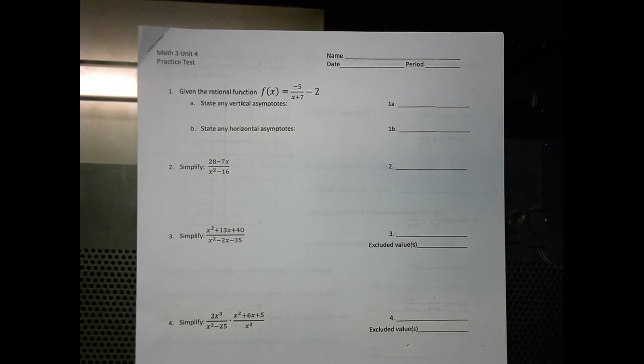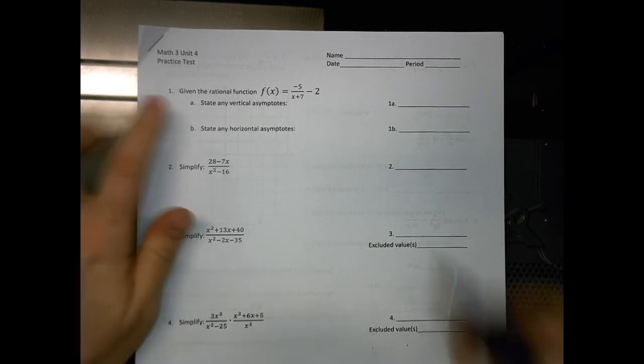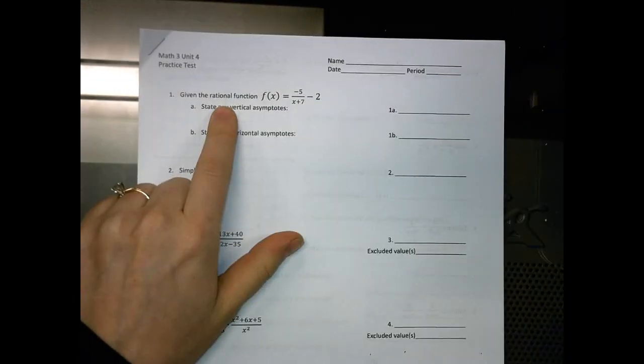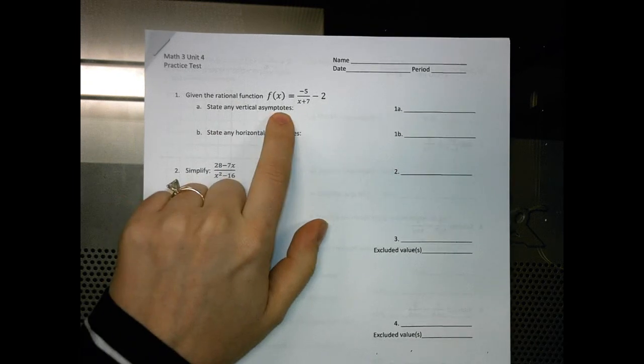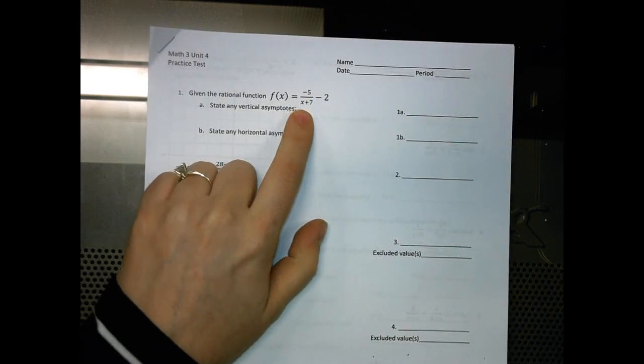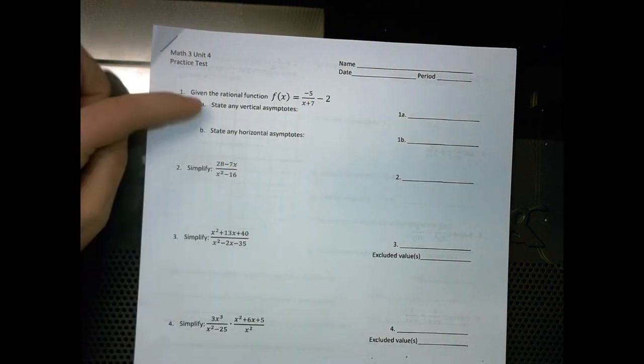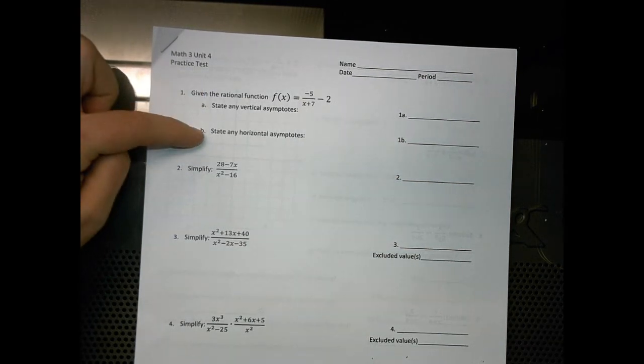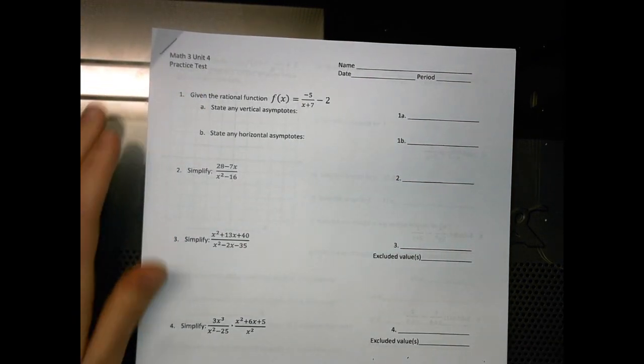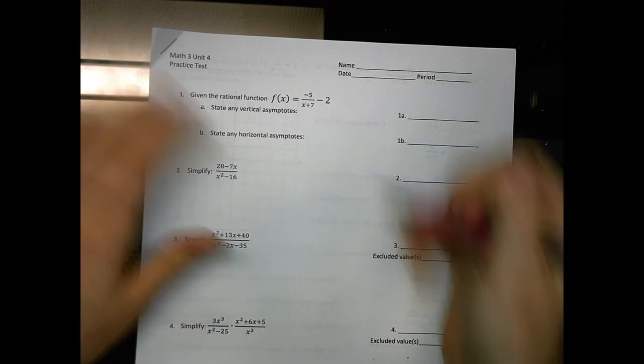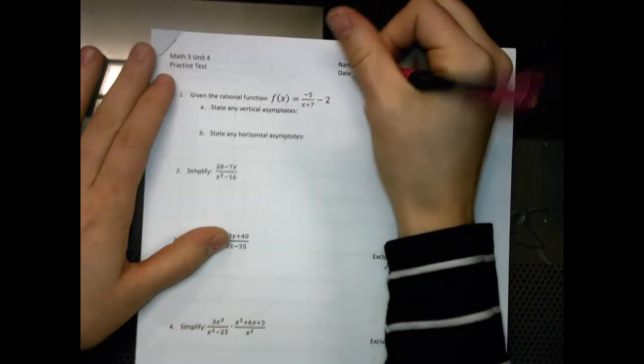Okay, this is the Math 3 Unit 4 practice test. Starting with number 1, given the rational function f of x equals -5 over x plus 7 minus 2, state any vertical and horizontal asymptotes. So our asymptotes are found based off of our translations.